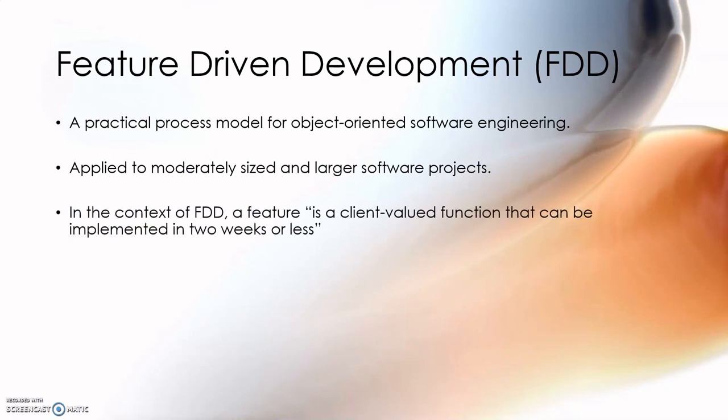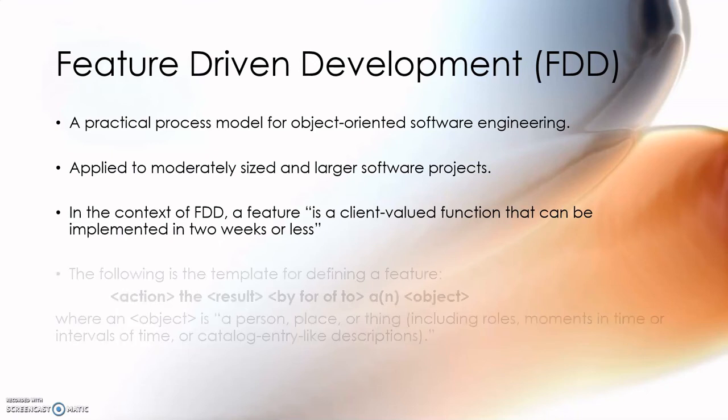In the context of FDD, a feature is a client-valued function that can be implemented in 2 weeks or less. Features are small blocks of deliverable functionality so that users can describe them more easily, understand how they relate to one another more readily, and it provides a better review of errors. Operational features are delivered by the FDD team every 2 weeks.